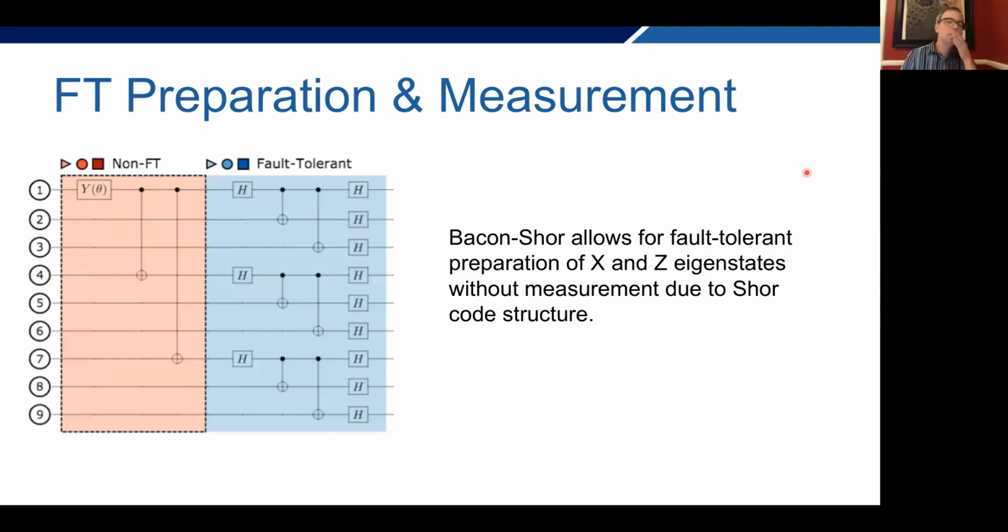All right, so again, what's nice about Bacon-Shor is that because of this underlying repetition code, the Shor structure in a certain gauge, you really fault-tolerantly only need to generate 3 copies of this GHZ state. Now, you can do a non-fault-tolerant preparation where you first do some rotation to choose where you are, basically in the XZ plane. And then you apply these 2 entangling gates so that you actually have a fully entangled system over all 9 qubits.